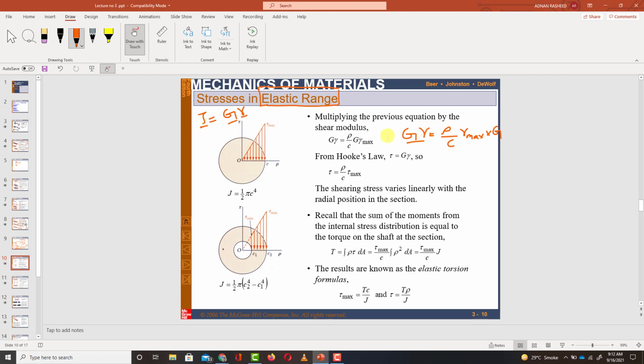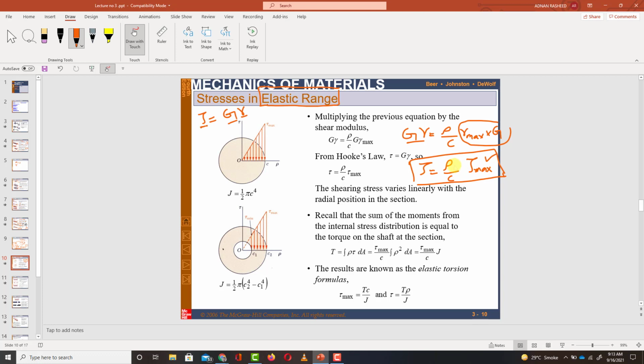Clear? So I have applied G on both sides of the equation, that was a relationship among shear strain and maximum shear strain. So this term will be equal to tau. Clear? And this G into gamma max will be equal to, this rho over C will be the same, and this will be equal to tau max. So we also derived a relationship between shear stress and maximum shear stress.